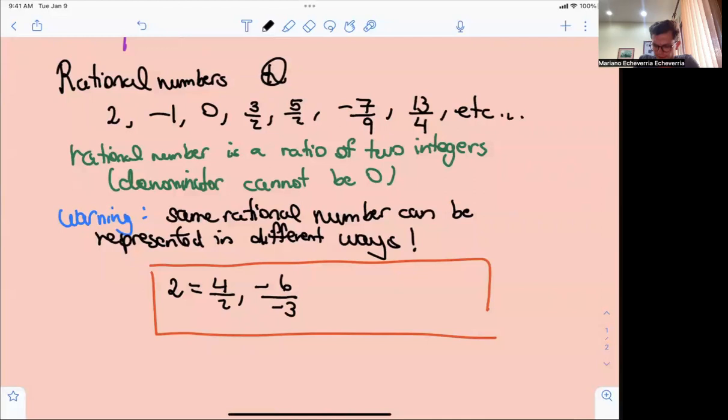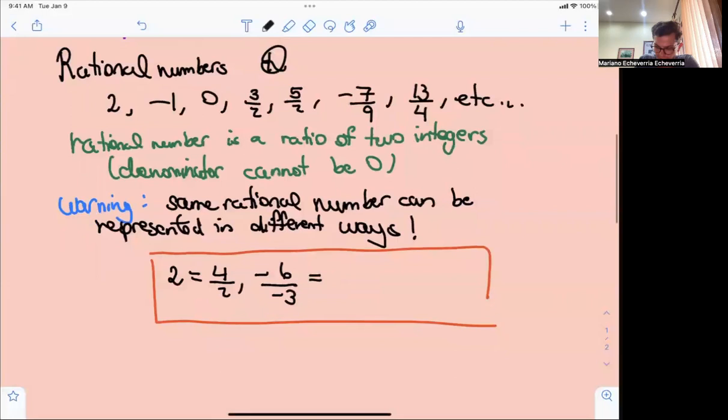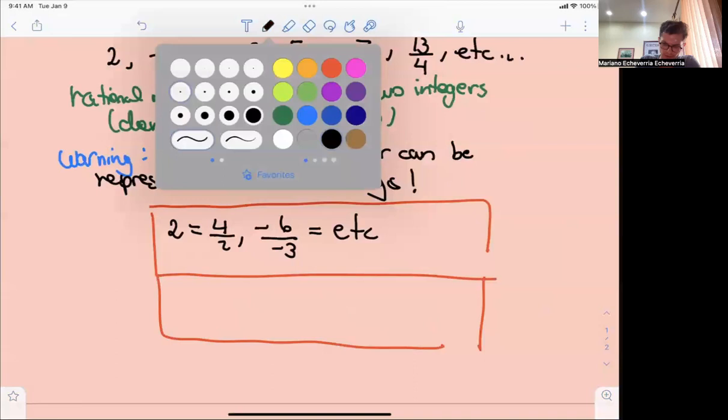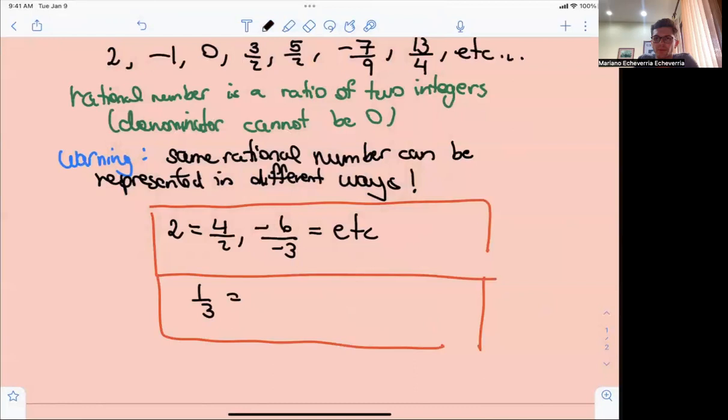And there are other ways to represent it, right? The same number 2 can be written in different ways. Take a fraction like 1/3. You just multiply the numerator and the denominator by your favorite integer, so that would also be the same as 3/9. Or it would be the same as negative 2 over negative 6, etc. Right?